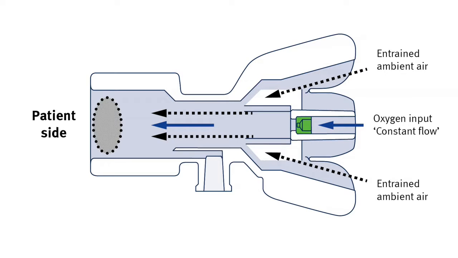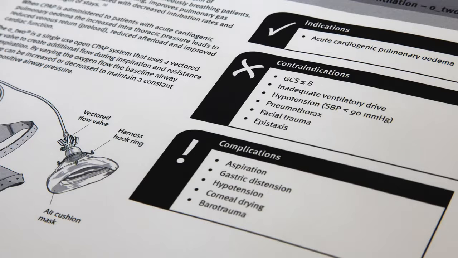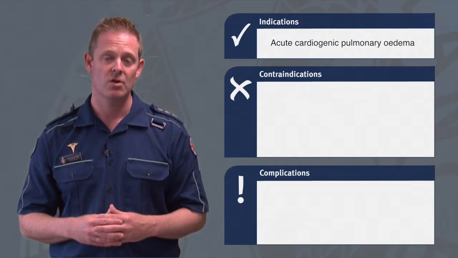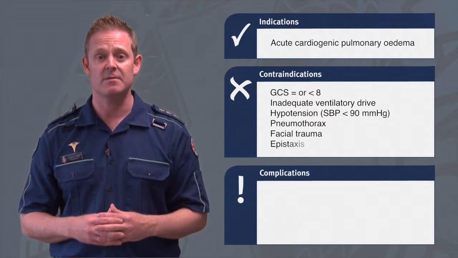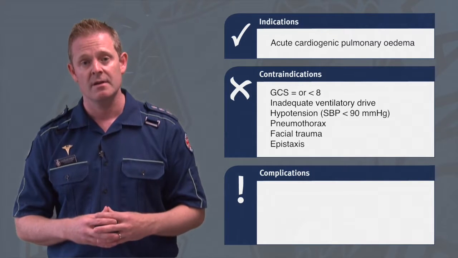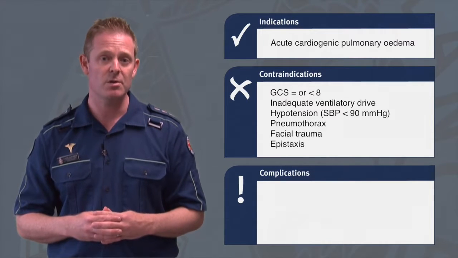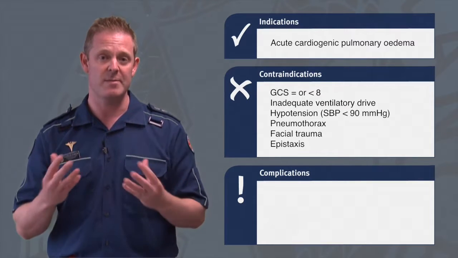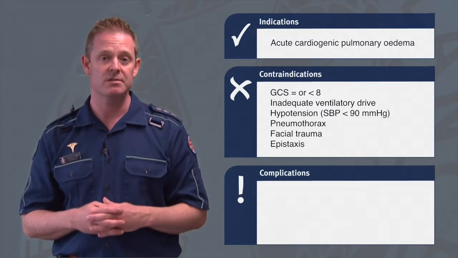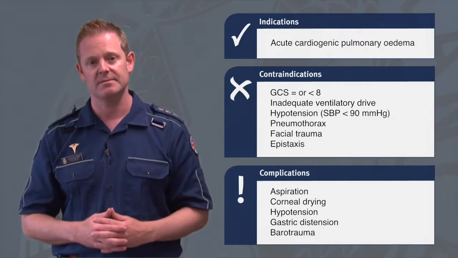The CPAP clinical practice procedure lists the following indications, contraindications, and also complications. Indication: acute cardiogenic pulmonary edema. Contraindications: a patient with a GCS of equal to or less than 8, insufficient ventilatory drive, hypotension characterised by a blood pressure of less than 90 millimetres systolic, pneumothorax, facial trauma or epistaxis. Officers must also be aware of the following complications: aspiration, corneal drying, hypotension, gastric distension and barotrauma.